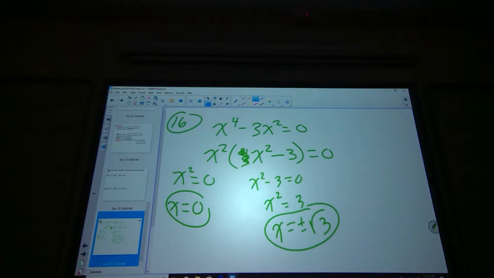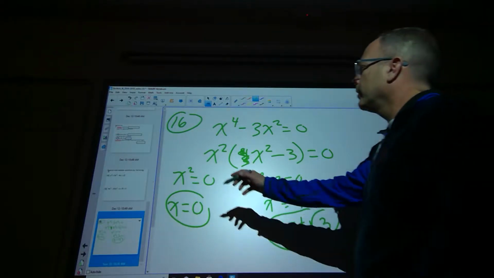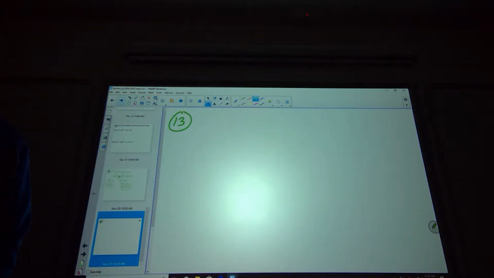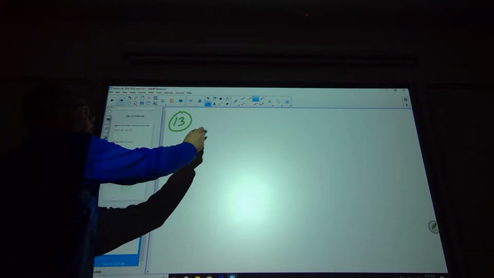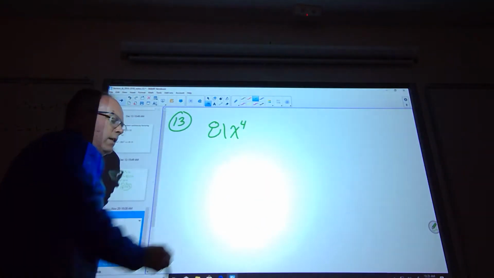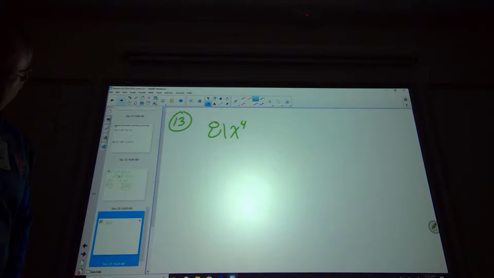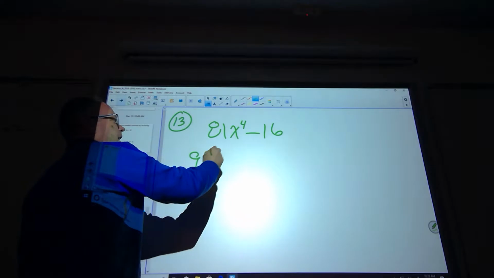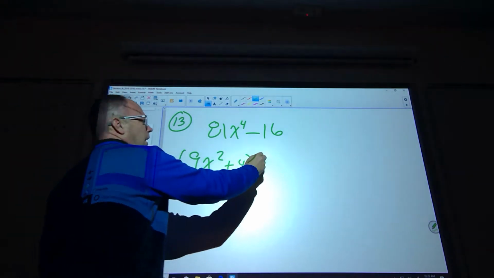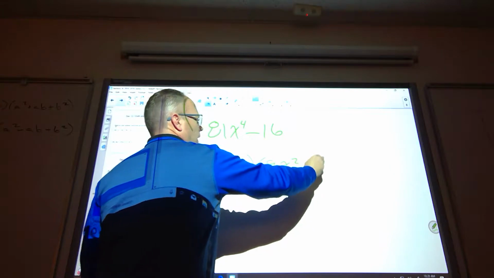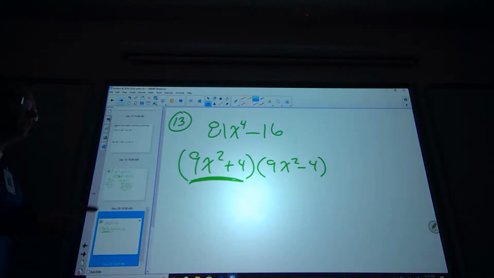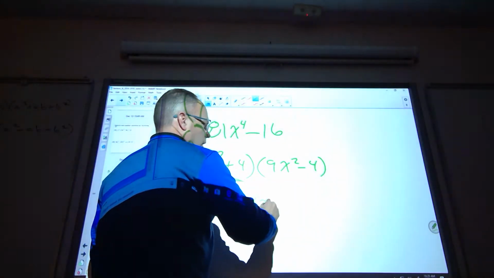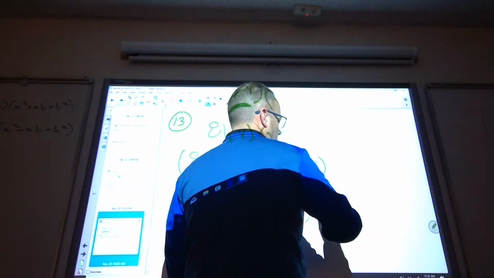All right. What else? 13. Okay, keep an eye on me. Is that 81x to the fourth, and then minus 16? All right, so this right now is the difference of two squares. So that's going to break down to 9x squared plus 4 and 9x squared minus 4. This won't break down, so that stays as is, but the other one's still the difference of two squares. So 9x squared plus 4 is one answer, and 3x plus 2, 3x minus 2 is the other answer.